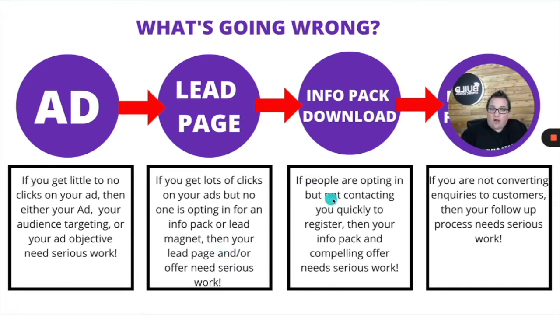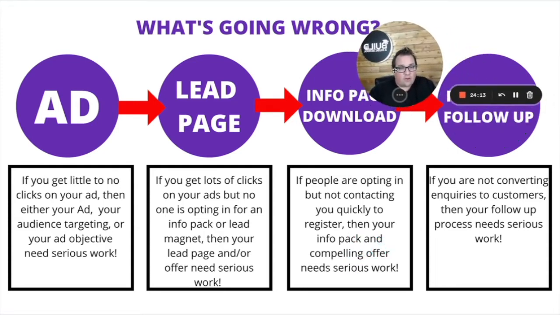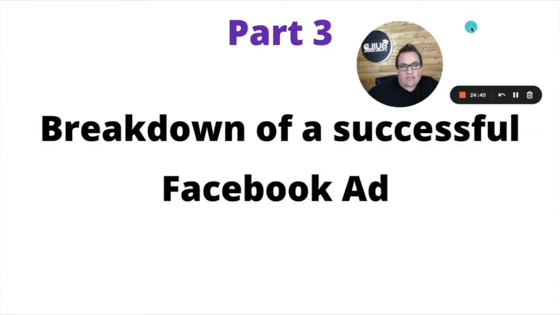Now, let's say people are opting in. If people are opting in but not contacting you quickly to register, then either your info pack or your compelling offer needs serious work. Now, follow up. If you're not converting all the inquiries you're getting into customers, then your follow-up process needs serious work. So that's a really basic overview of troubleshooting, but it gives you an idea of where the roadblock is in your little ad funnel. Some of you haven't even got a funnel and you're just relying on word of mouth and all sorts of other things, and you know that you need to set this up if you want to take things really seriously.